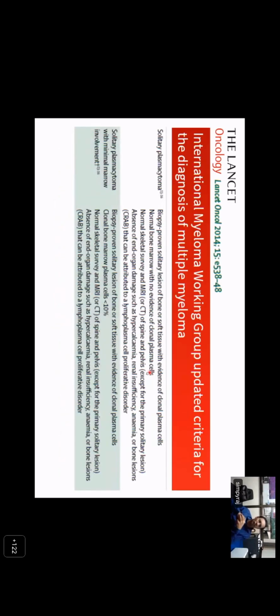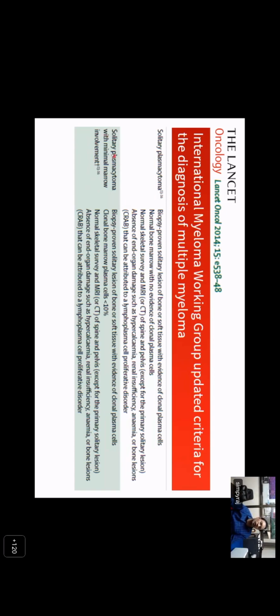Let's look at some literature on plasmacytoma. As I mentioned, we have two types: solitary plasmacytoma of bone and extramedullary plasmacytoma. Also, we have medullary and extramedullary plasmacytoma. So how do we define the criteria? There should be a biopsy-proven solitary lesion, and there should not be any bone marrow involvement in solitary plasmacytoma. Then a normal skeletal survey, including MRI, CT scan as well as X-ray, and there should be no evidence of any myeloma defining events, that is SLiM CRAB.